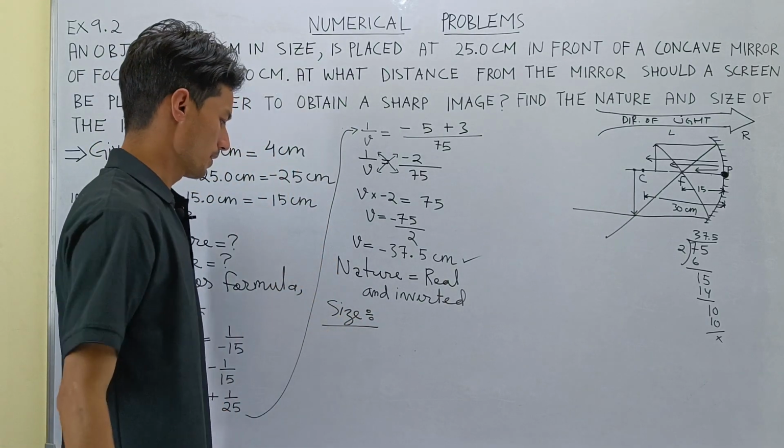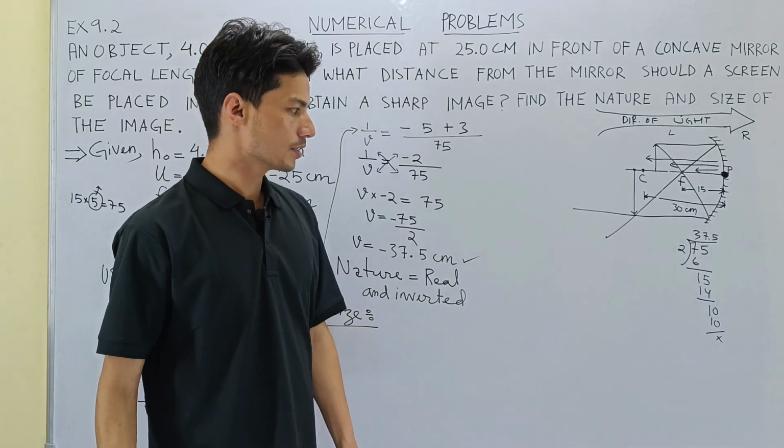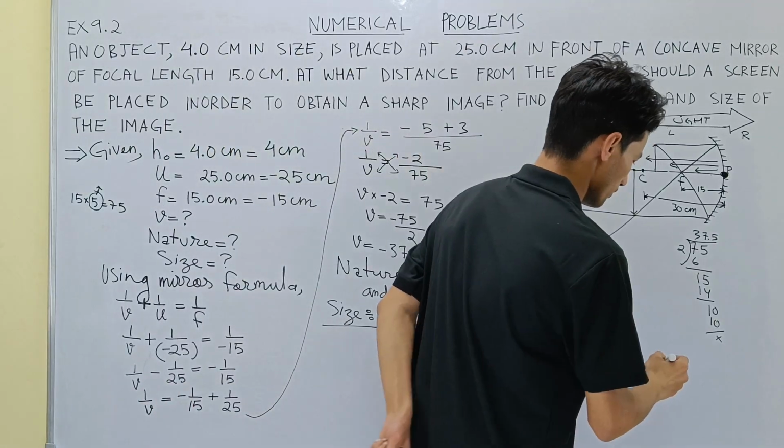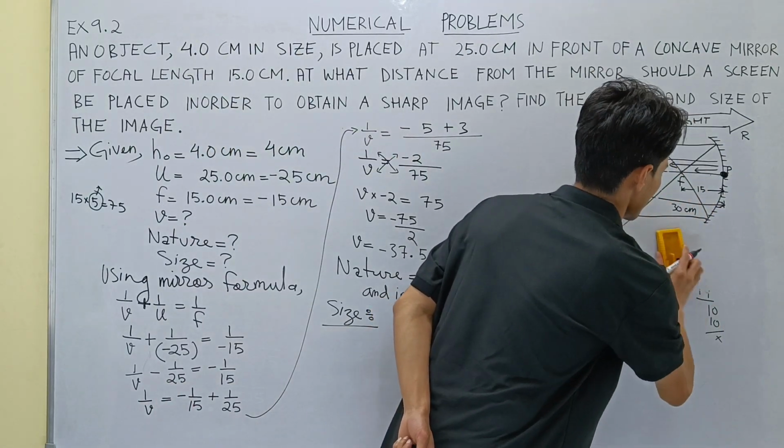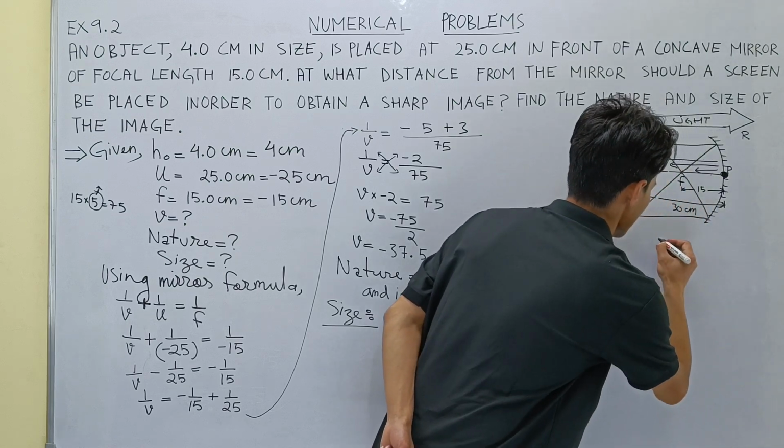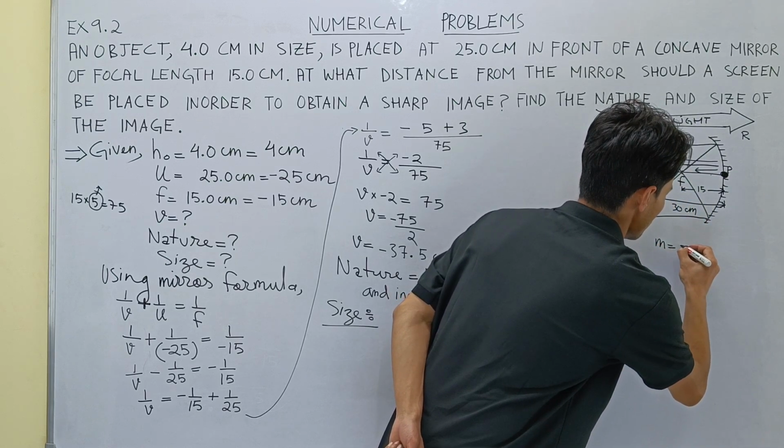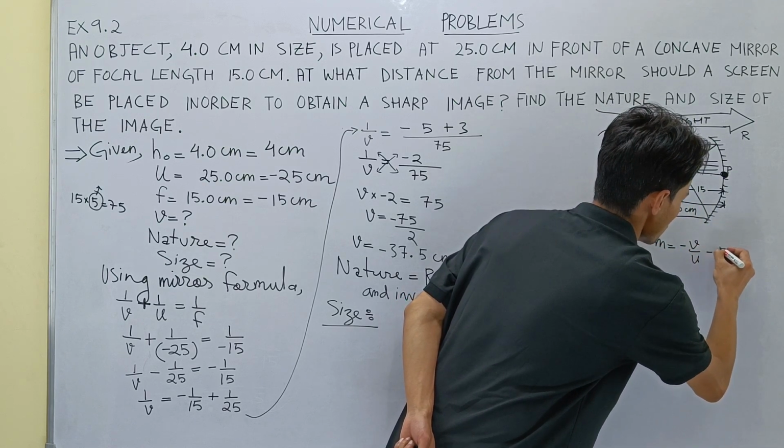So let's find the size. To find the size, remember the three formulas of magnification. Let me erase this one now. So we have the magnification formula equal to minus v by u. Let this be equation 1.